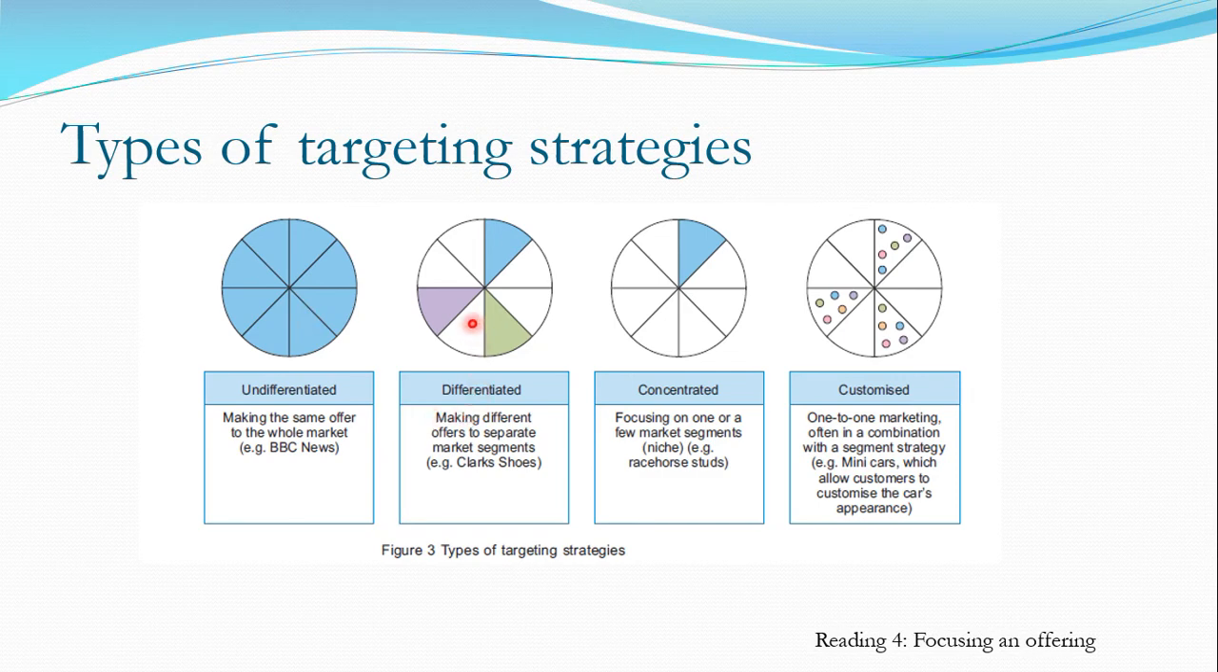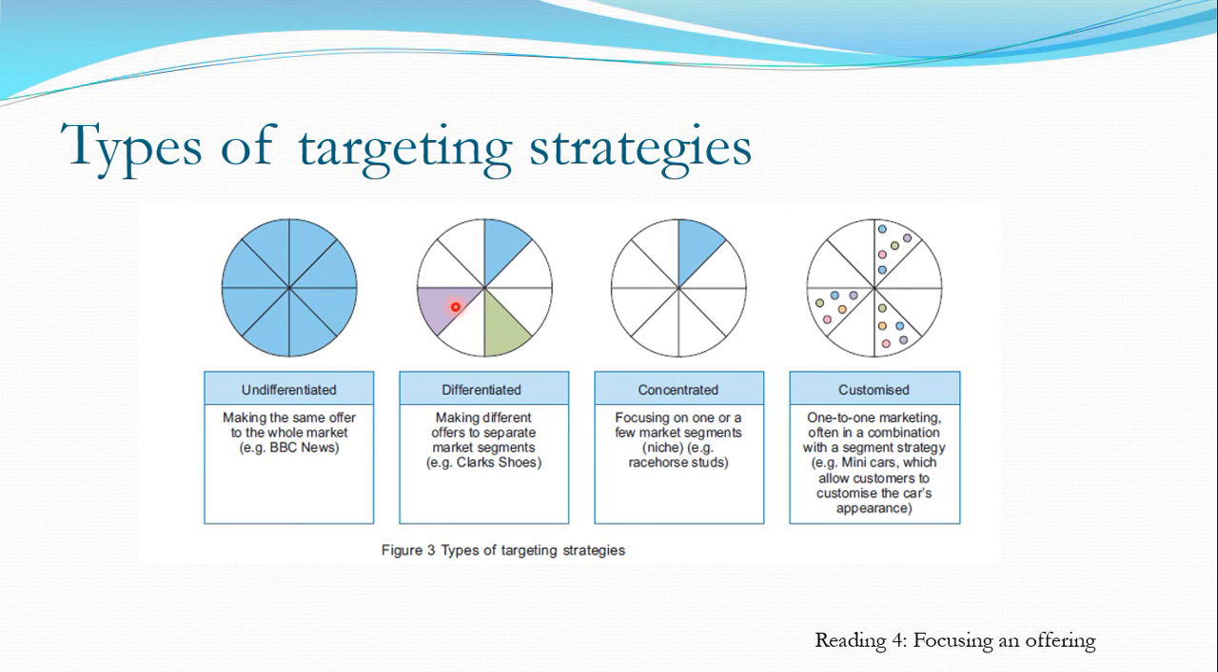The second targeting strategy is the opposite, differentiated. So I deal with each segment as a different one. That's why I provide here a product to this segment, another product to this segment, and another product to this segment. So making different offers to different market segments. That's why you find here different colors. Different colors mean that the organization is providing here a product to this segment, another product to this segment, and another product to another segment.